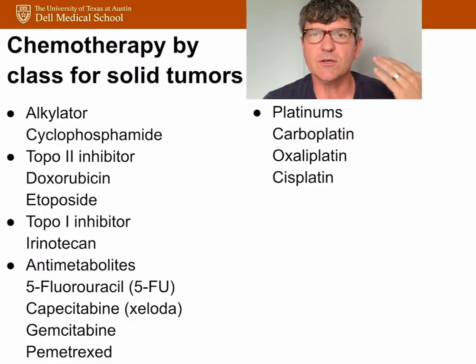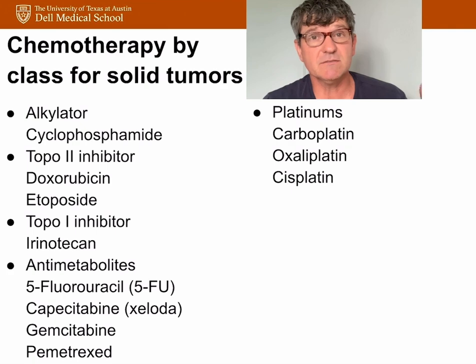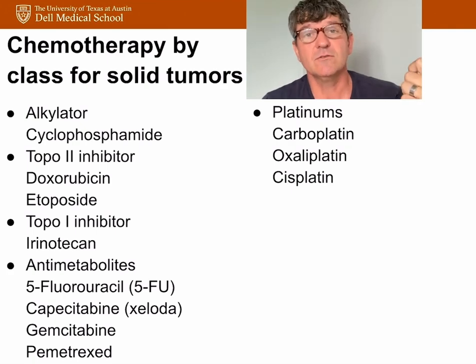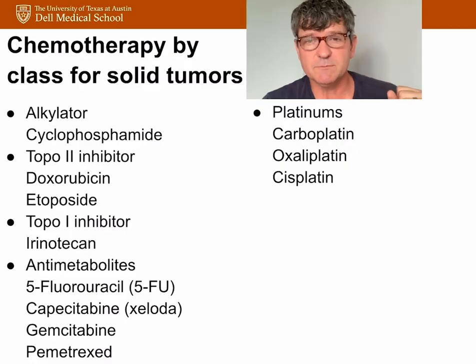Cisplatin, you should think a curable setting. When we're trying to cure cancer, there's a platinum in there. It's almost always a cisplatin. It's used with radiation. Limiting toxicities of cisplatin: nausea, neuropathy, kidney problems, a few other things. But those are the biggies.